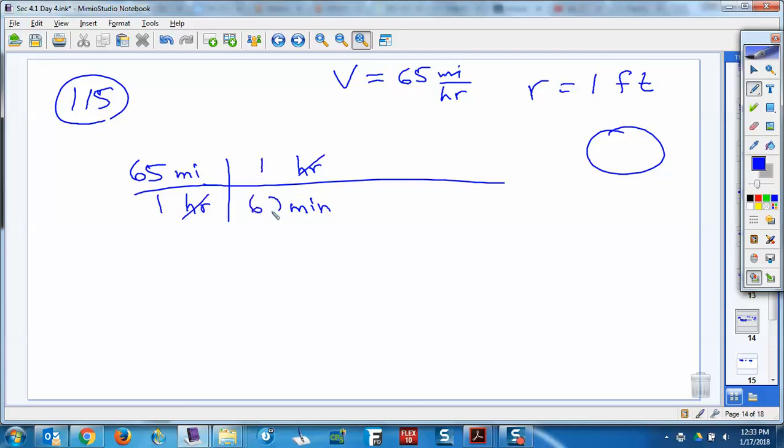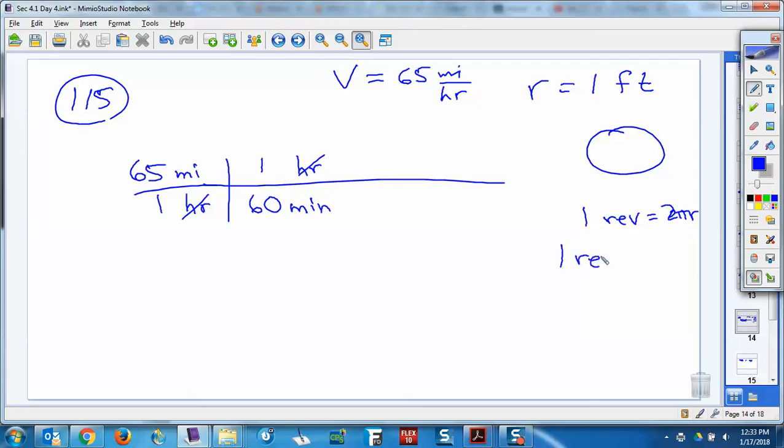So 1 hour is going to be 60 minutes, okay? We want hours up here and minutes down here, so hours cancel: 60 minutes in 1 hour. Now we need to get revolutions. If our radius is r, 1 revolution is going to be how far around this thing? It's 2 pi radians, but 2 pi r is circumference, right? 2 pi r is circumference.